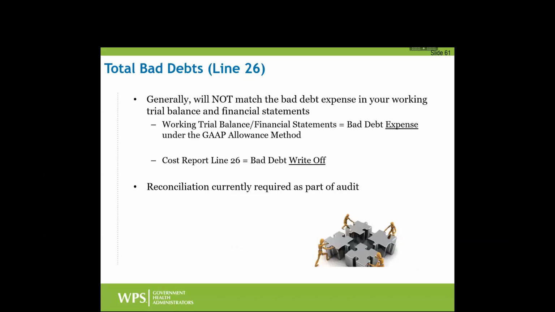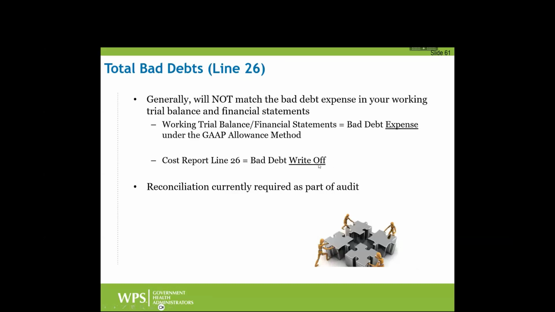The other thing I mentioned, and we've seen this a few times, is where a provider tries to report their bad debt expense from their financial statement on line 26. That's absolutely not correct. It would be mathematically very coincidental if your true bad debt write-offs exactly equaled your bad debt expense from the financial statements. Just not likely at all. And the reason is, again, one's an expense, one's a write-off.